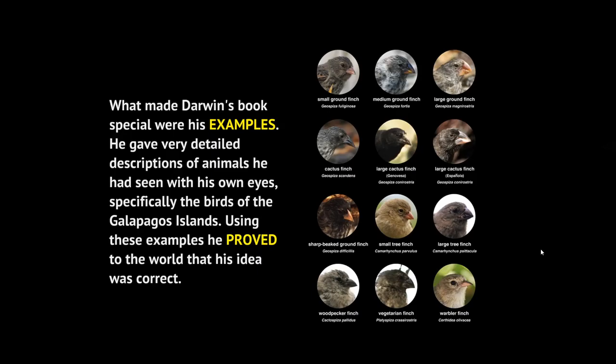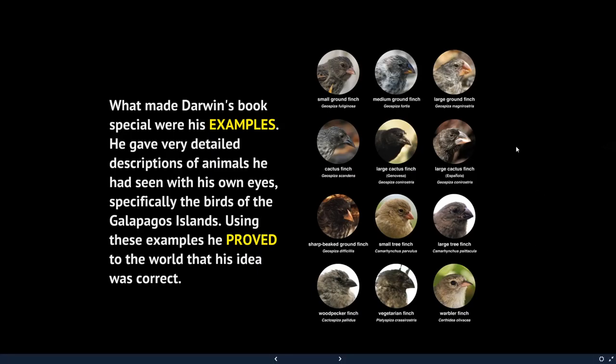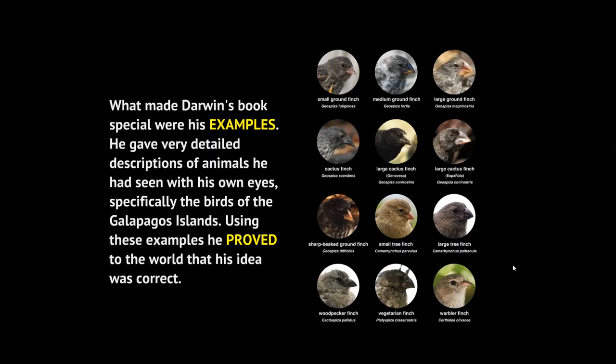Anyone who's read this book knows that he used the variety of mouth parts, the different beaks of the Galapagos Island finches, to show that each of these had evolved to fill a particular niche based on the available food on the island. So this is a very important thing. He proved using pictures, examples, that what he was saying was true.